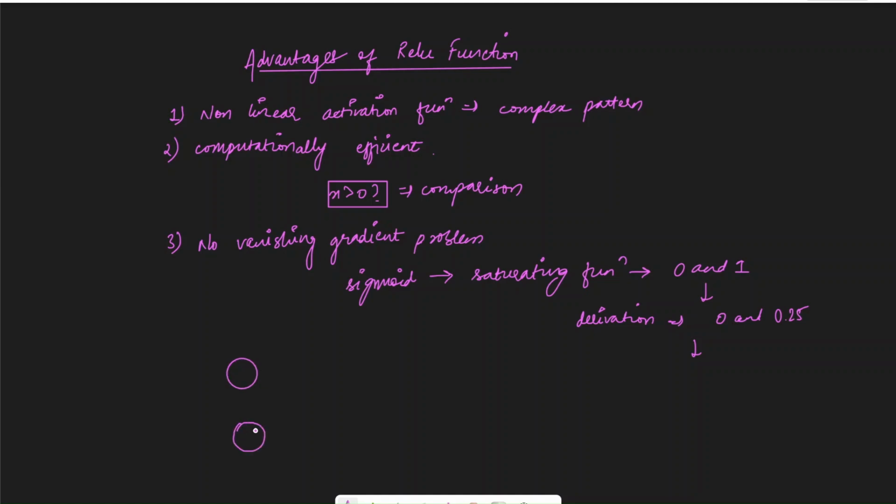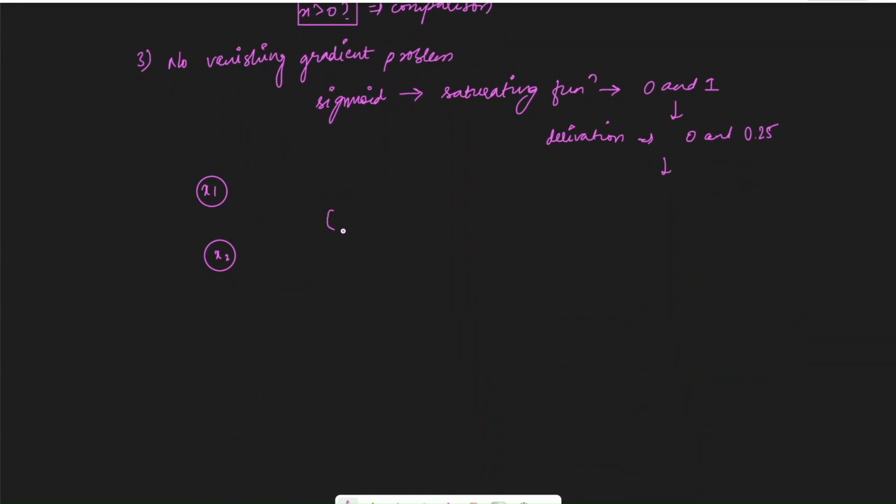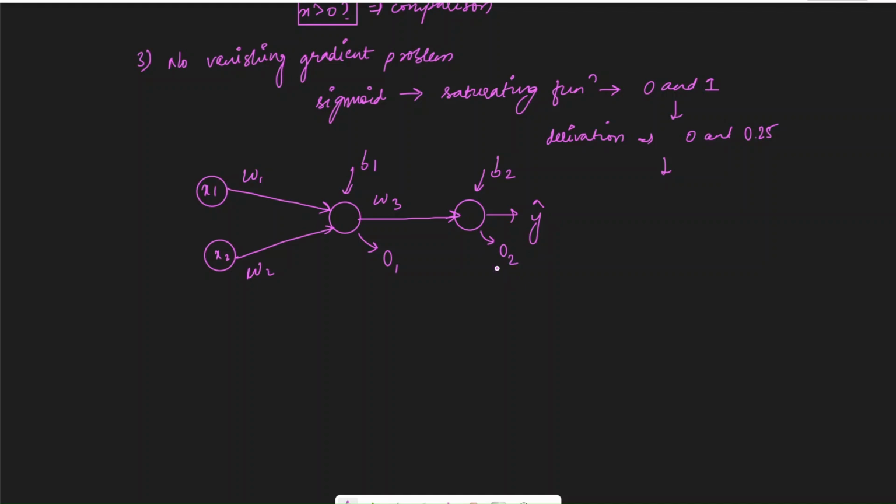Here I'm taking a network where we have two inputs, x1 and x2, and we have a neuron in the middle, and this is our output neuron. The output will be our y hat. These two inputs are connected to our hidden layer neuron using weights w1 and w2, and then we have another weight, w3, connecting our hidden layer with the output neuron. We have bias for this neuron as b1, and bias for this neuron as b2. I'm calling the output from this neuron O1 and the output from this neuron O2. Although it is called y hat, I'm taking this as O2 for consistency.